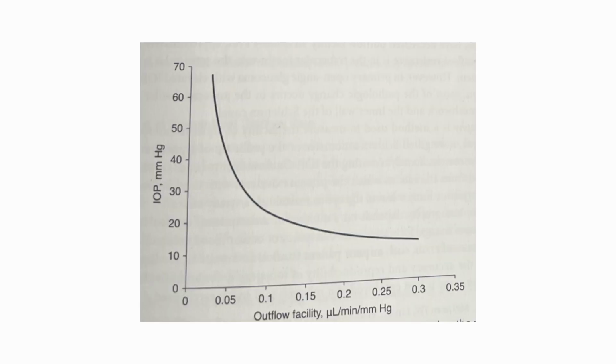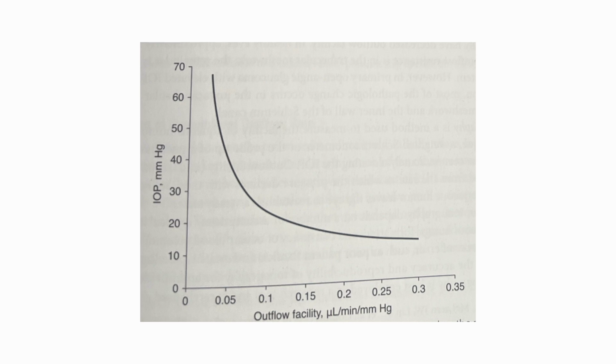This graph visually represents the inverse relationship between intraocular pressure, IOP, and outflow facility, C. As shown here, when outflow facility is low, particularly below 0.1 microliters per mil per millimeter Hg, even small reductions in C can result in steep increases in IOP. This is especially relevant in glaucoma, where resistance to outflow through the trabecular meshwork increases and C decreases.